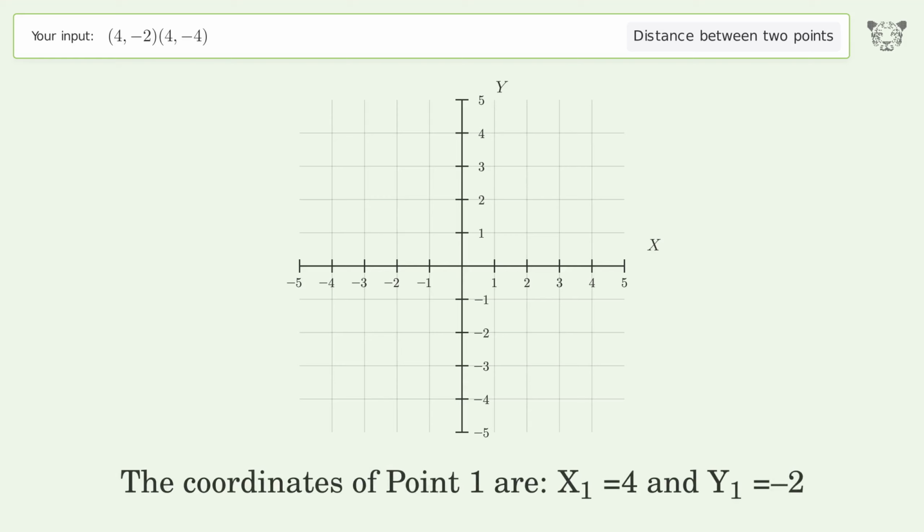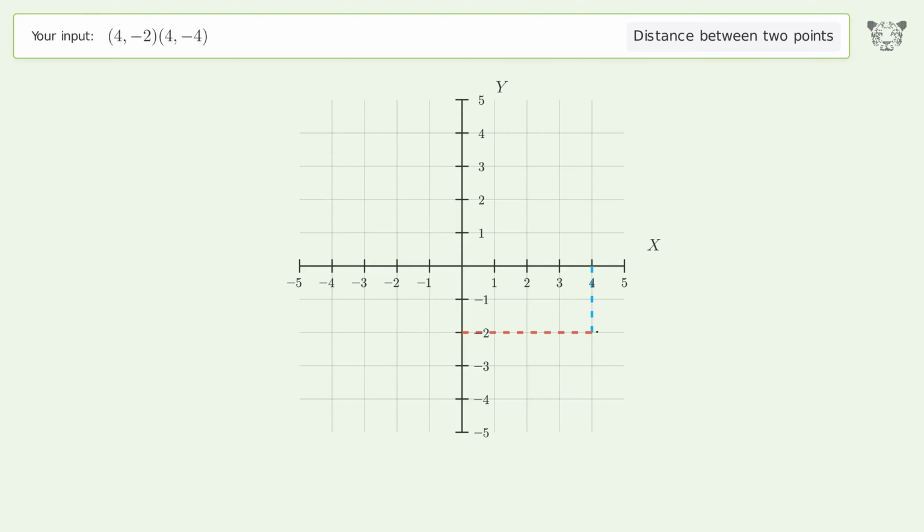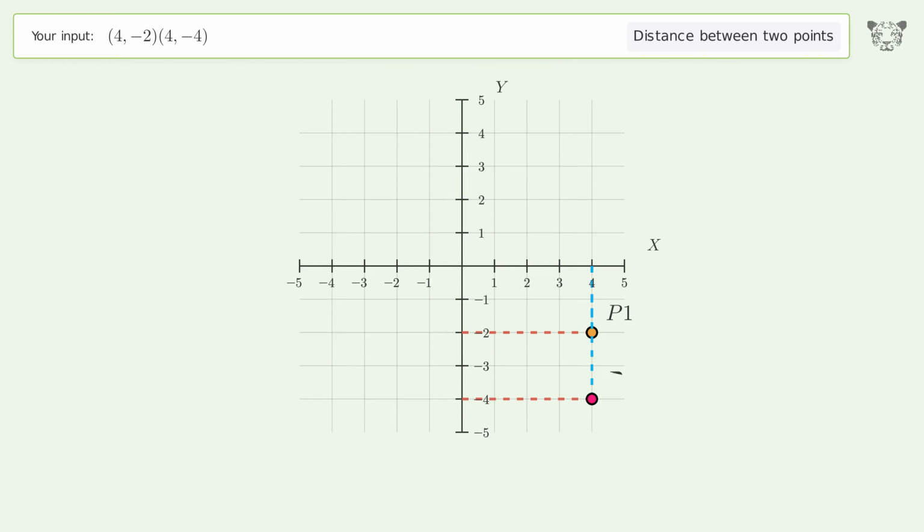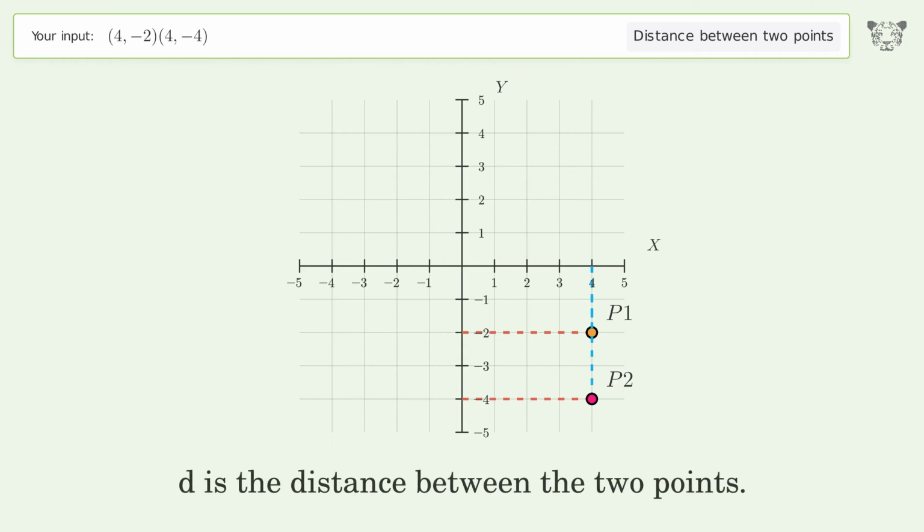The coordinates of point 1 are x1 equals 4 and y1 equals -2. The coordinates of point 2 are x2 equals 4 and y2 equals -4. D is the distance between the 2 points.